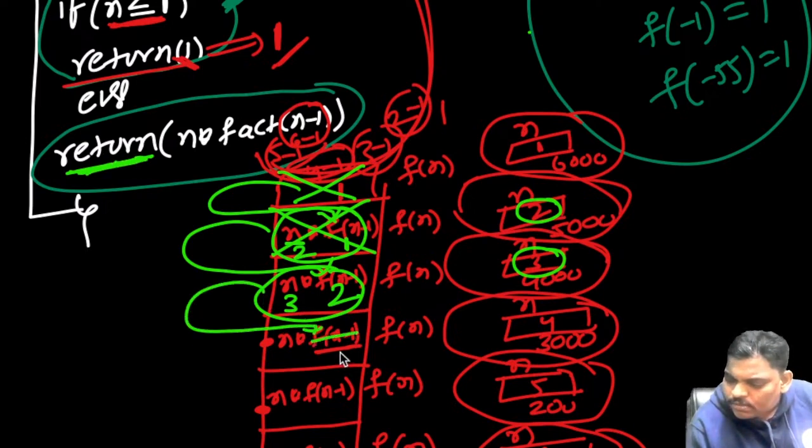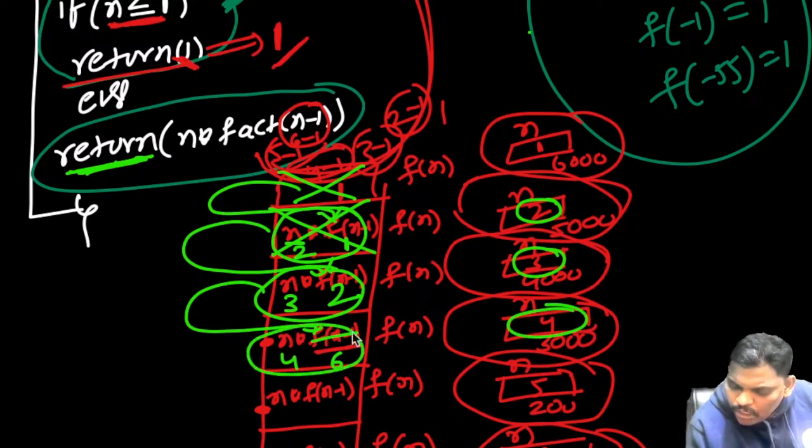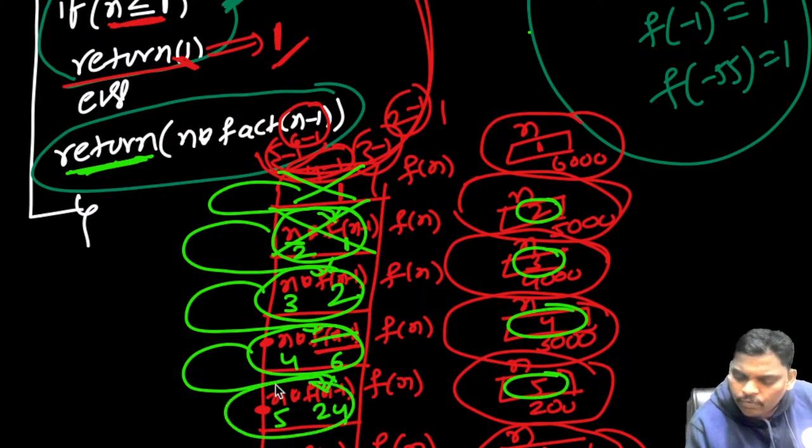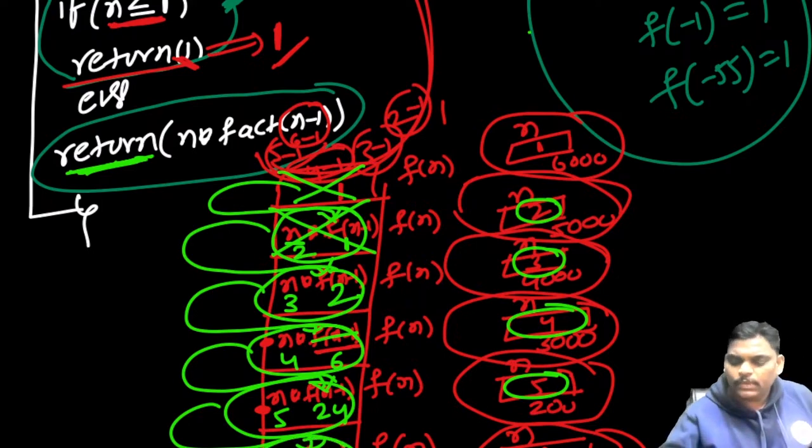This is 6. What is the n value here? 4. 4 into 6, 24. Always remember, when you say return, you go to the place from which you came. It is the 24. N value here is 5. 5 into 24, 120. What is the n value here? 6. 6 into 120, 720.